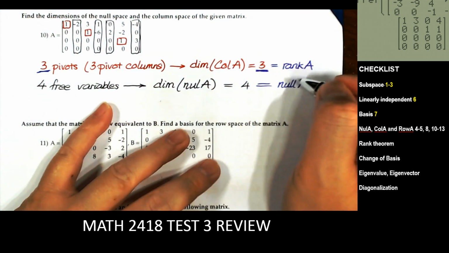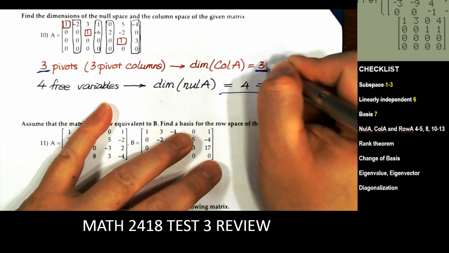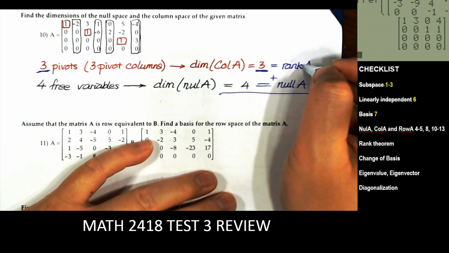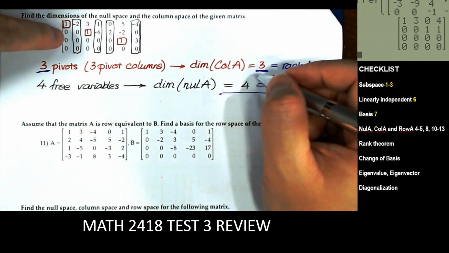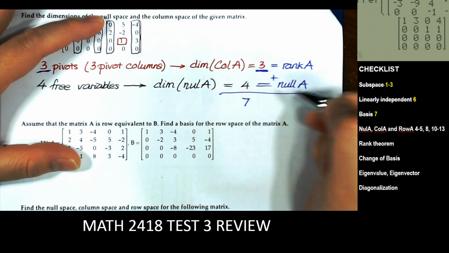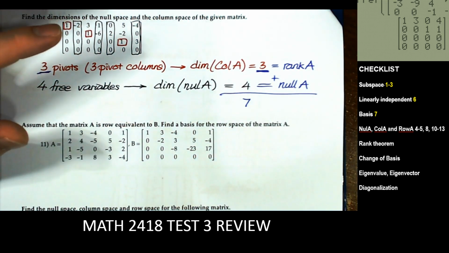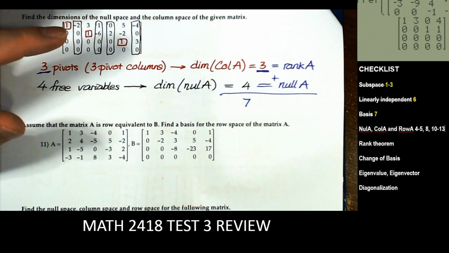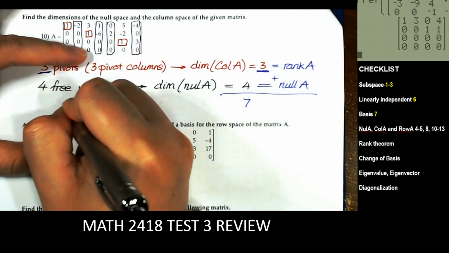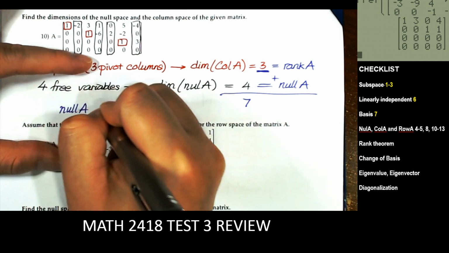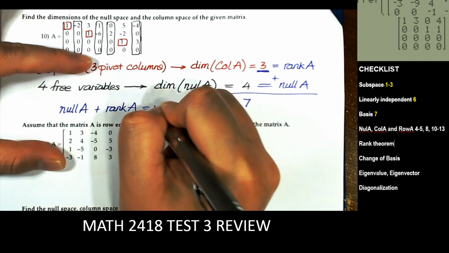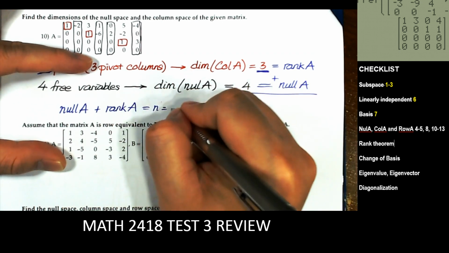And in general, the nullity plus the rank equals the number of columns: 1, 2, 3, 4, 5, 6, 7. So that equals 7. And that's the rank theorem. So we say nullity plus rank equals n, which is the number of columns.